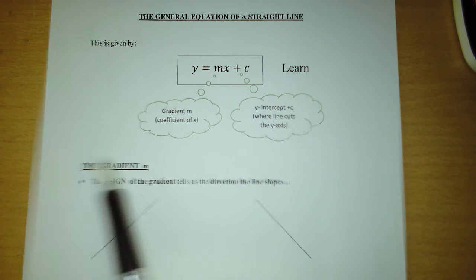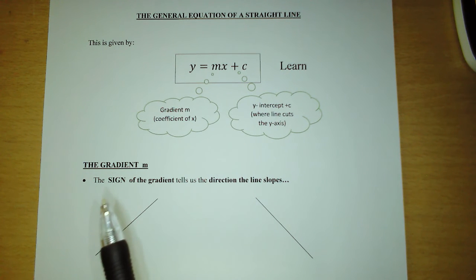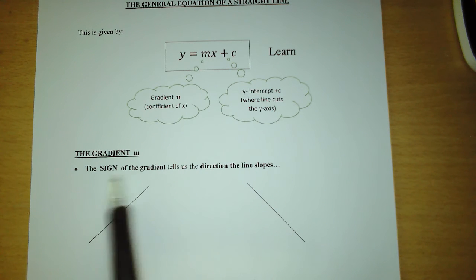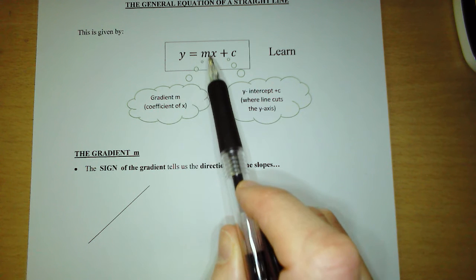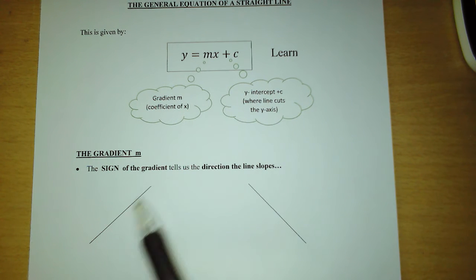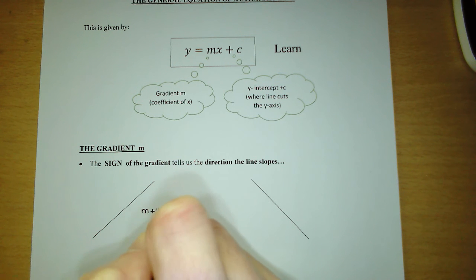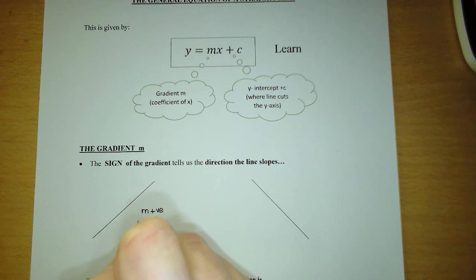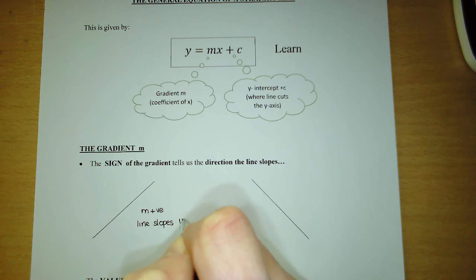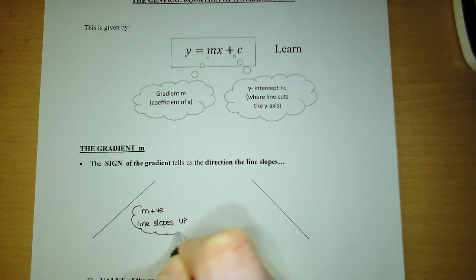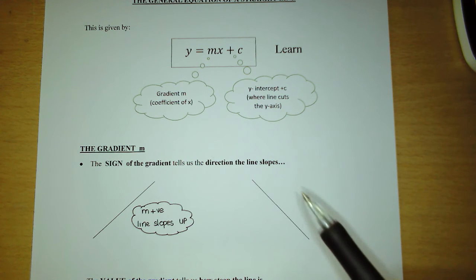We're going to talk about the gradient m. The gradient m actually tells you two things about the straight line. First of all, the sign of the gradient tells us the direction the line slopes. So in other words, if m is positive, then the line slopes up. And likewise, if the line slopes down, then the gradient m is negative.